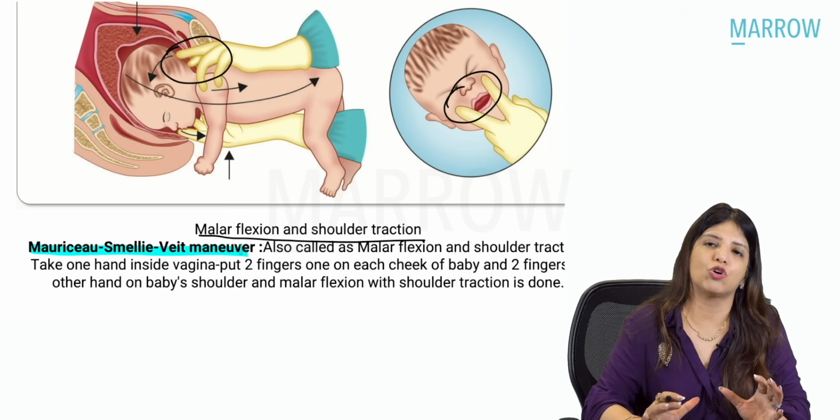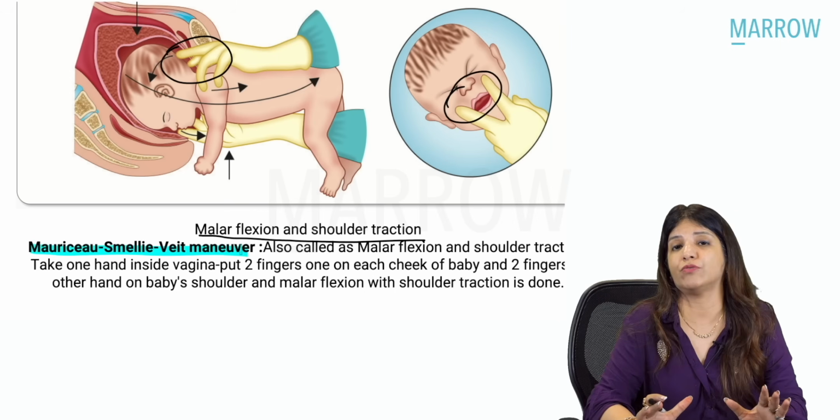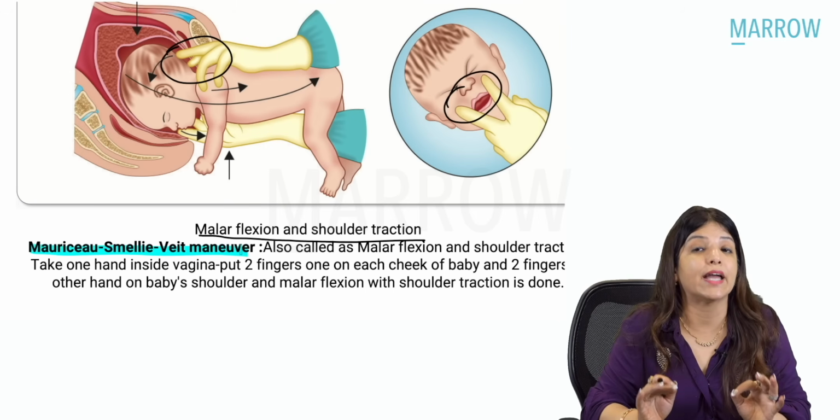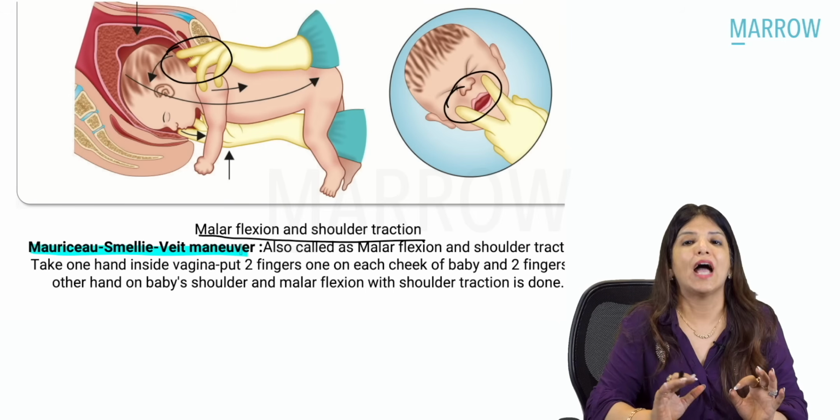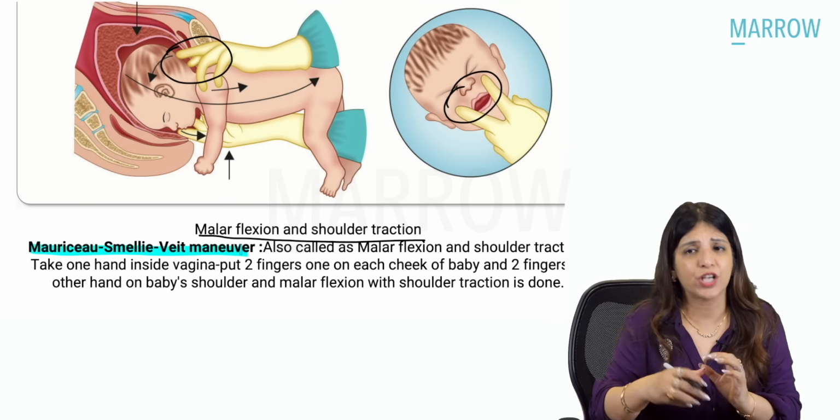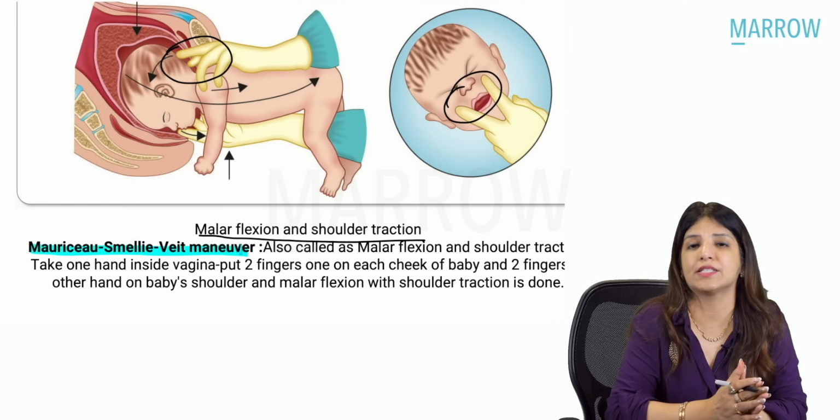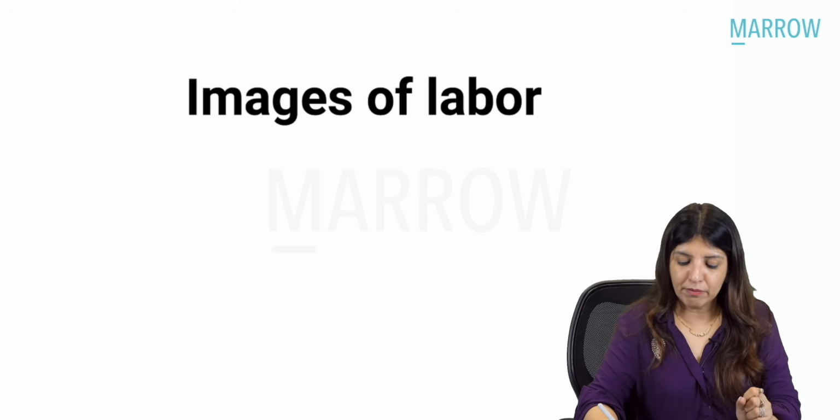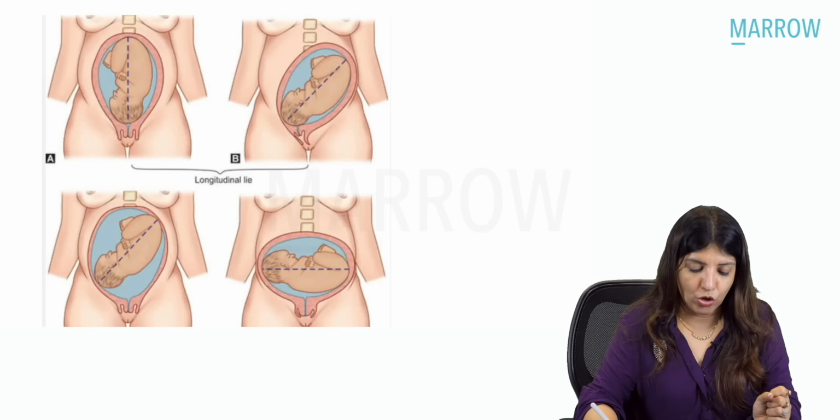What is the most common cause of death in breech? The most common cause of death in breech is intracranial hemorrhage, right? So the head of the baby may get entrapped in breech, and that is why in breech generally we prefer doing a cesarean section, right? Now, some images which are related to labor, which I want all of you to know.